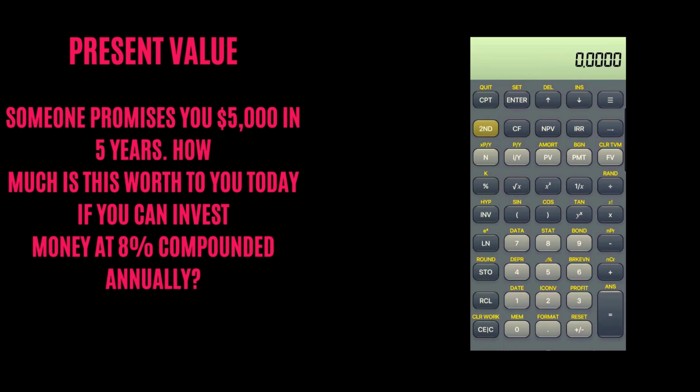Today we're working the present value of an annuity problem. In this problem, someone is promising you $5,000 in 5 years. The question is, how much is this worth today if you can invest this money at 8% compounded annually?